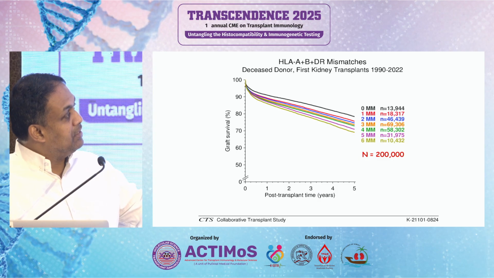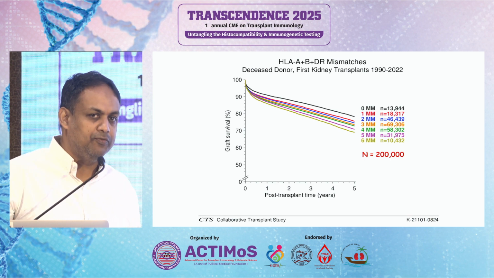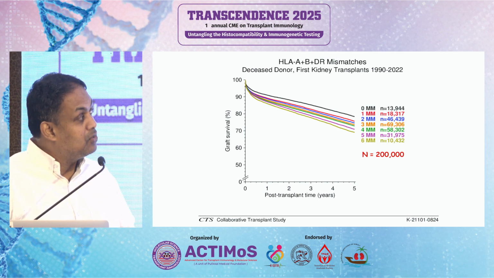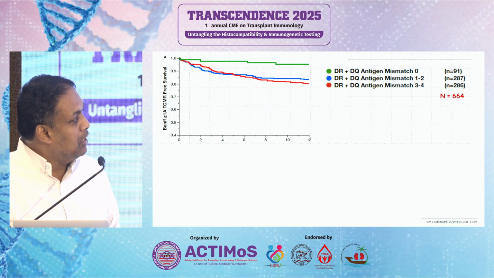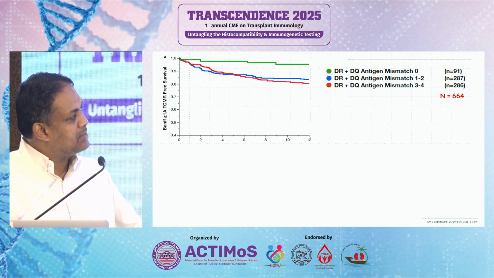And even in this, the 0 antigen mismatch did fine. And if you critically look, with 1 to 6 antigen mismatches there is not much of a difference, okay? Even having 200,000 patients. So this is what, again, I think Siddharth showed. This is a single center from Manitoba in Canada.